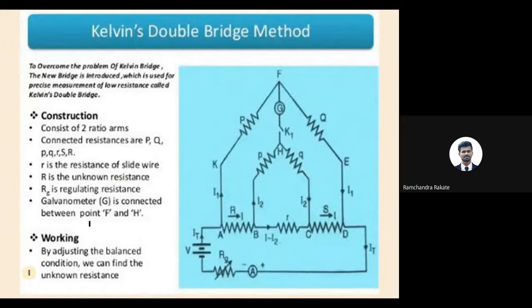Construction-wise, the construction of the Kelvin double bridge is similar to the Wheatstone bridge, the only difference being that it consists of two arms. What do they consist of? One arm is P and Q, and another arm is small p and small q. Correct? Now the small p and q are connected to one end of the galvanometer, suppose at this point H, and capital P and Q are connected at this point F. This connection will minimize the effect of the connecting lead, and we will get the value of the unknown resistance.